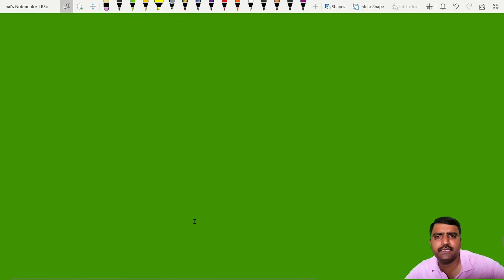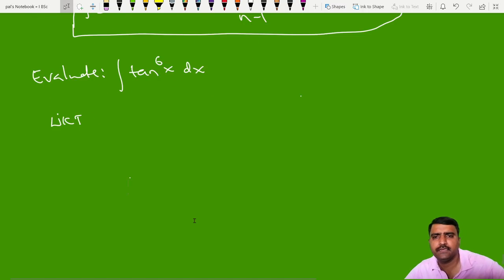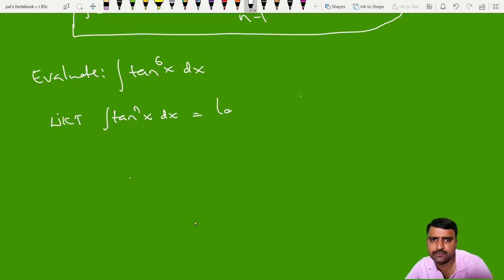So by using this we can find. So we know that integration of tan to the power nx dx is equal to tan to the power n minus 1 x by n minus 1, minus integration of tan to the power n minus 2 x dx.